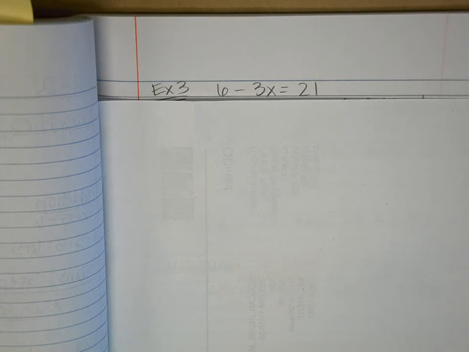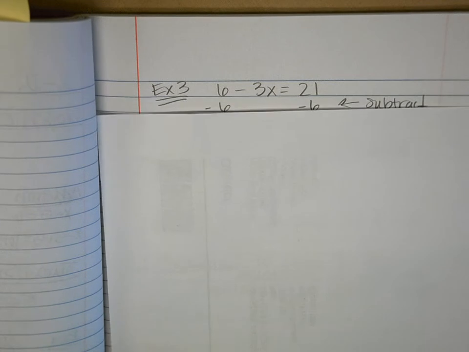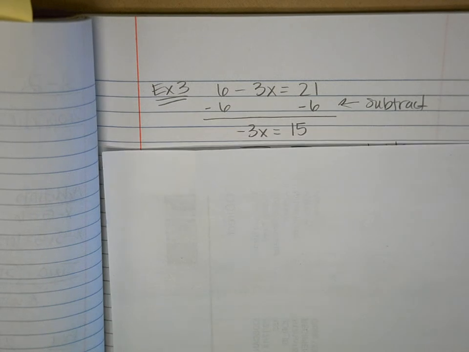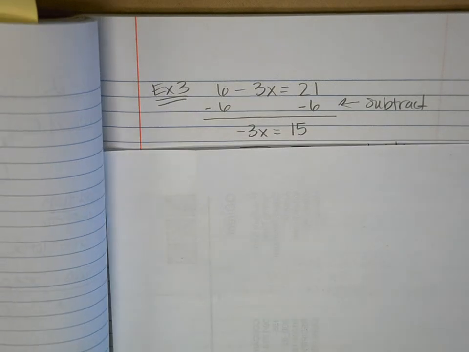So we subtract 6 because that's a positive 6. And we need to make that 0. We need to make it go away. So we subtract 6. And you should get negative 3x. You just bring it down. Negative 3x equals 15. 21 minus 6 is 15.